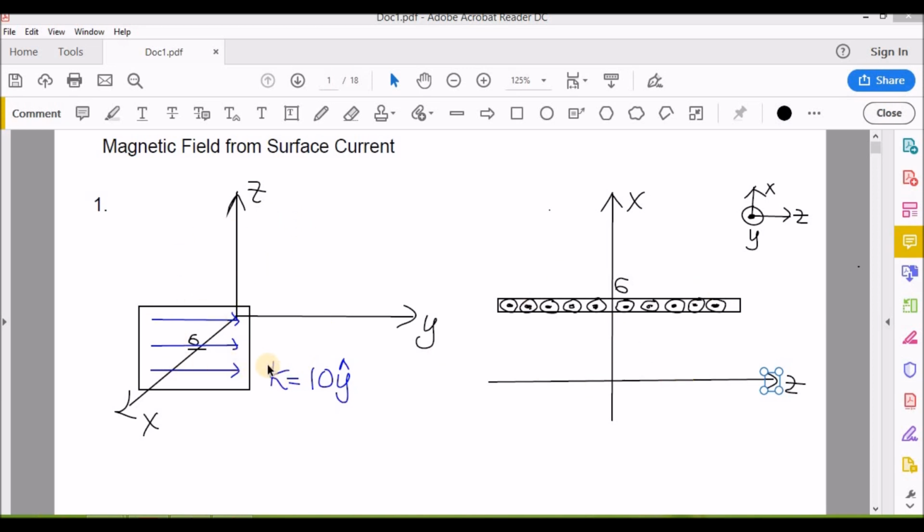Let's look at the 3D. You have a plane located at x equal to 6, and your K is in the y direction. The blue arrow represents the direction of your current density, which is 10. If you transform it into 2D, this will be your axis x, and y is in the direction coming up from the surface, which is why I put the dot here. This is the positive y direction. All the dots represent the current density coming up from the surface, and of course this will be your axis z.